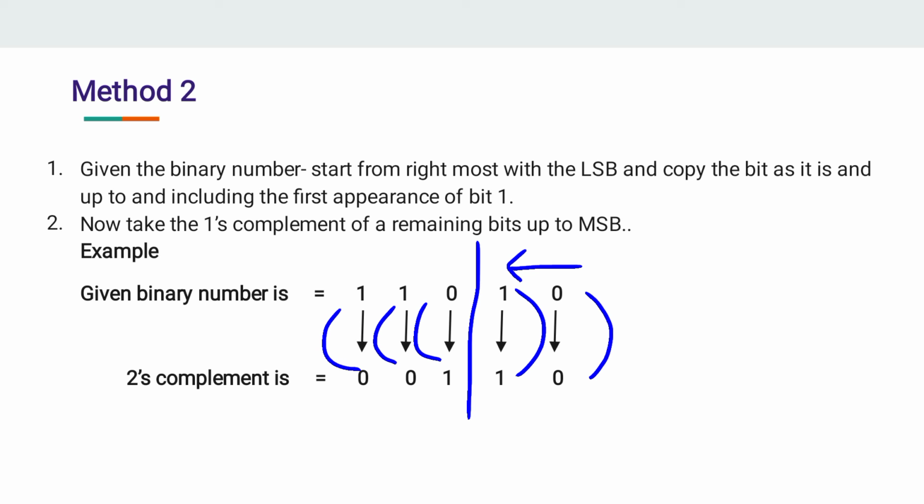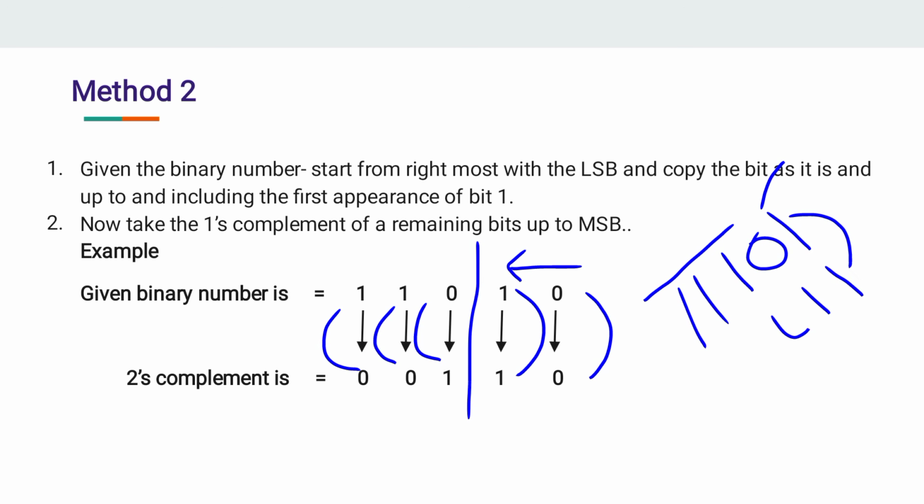So when you have a number like this, then for the 2's complement, first you copy as it is, 1. This is the first appearance of the 1. For the remaining bits, you take the complement: complement of the 0 is 1, complement of the 1 is 0, complement of the 1 is 0, complement of the 1 is 0. So this is the 2's complement for this binary number.